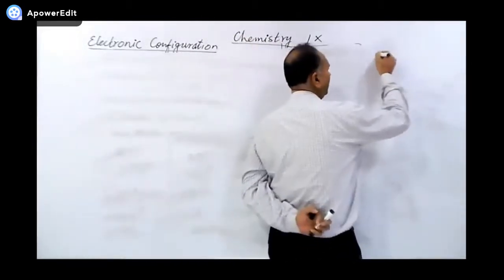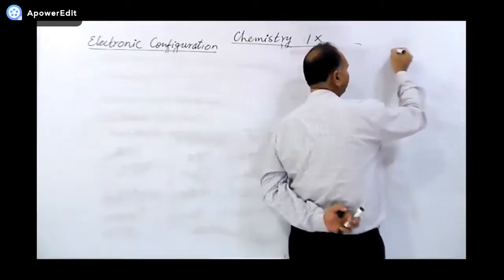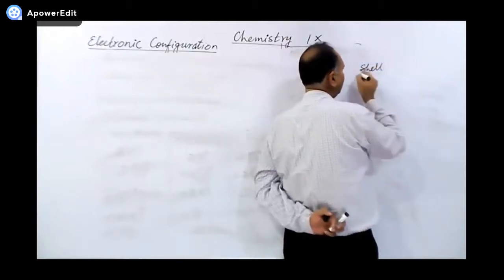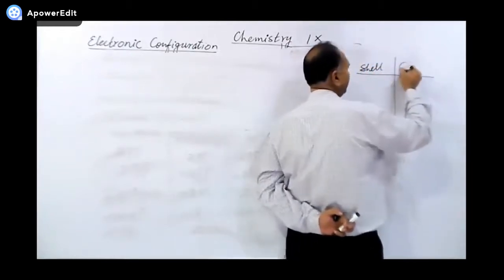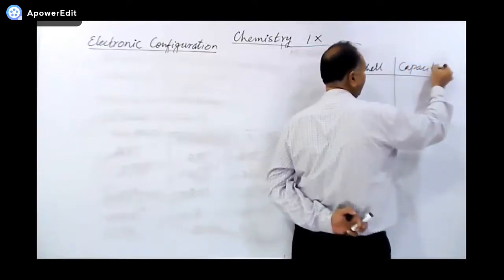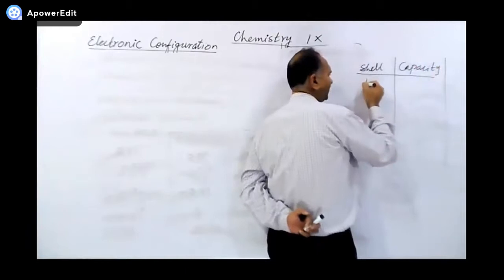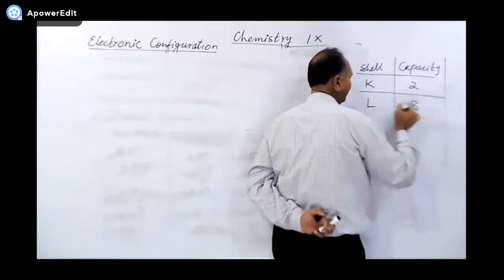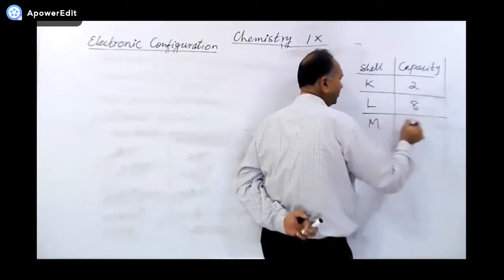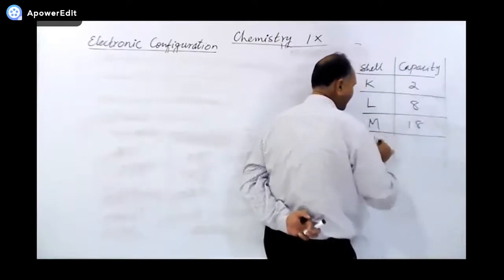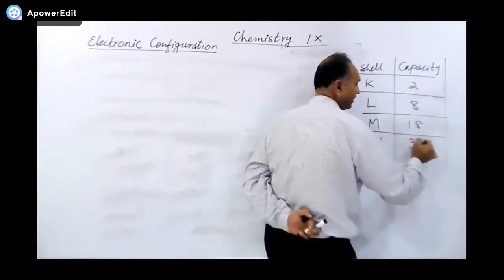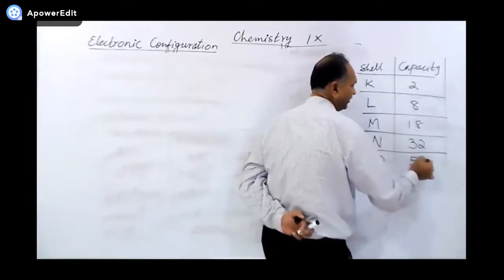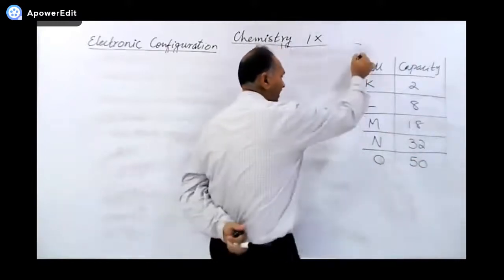So, I'm writing here just for myself, shell and its capacity. K shell can hold just 2 electrons. L shell can hold just 8 electrons. M shell can hold just 18 electrons. N shell can hold just 32 electrons. O shell can hold just 50 electrons, and so on. All right?